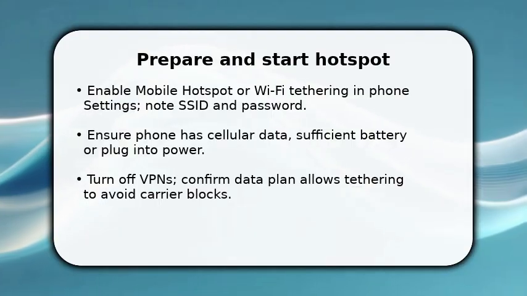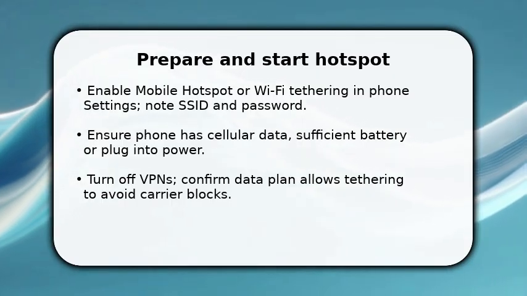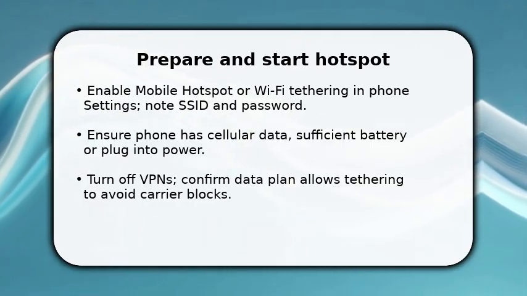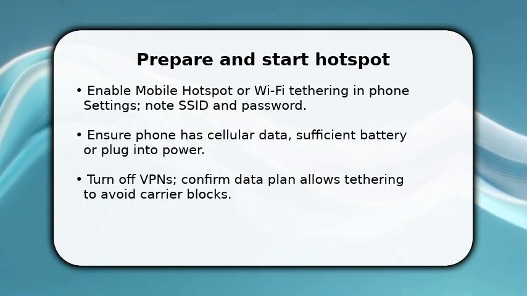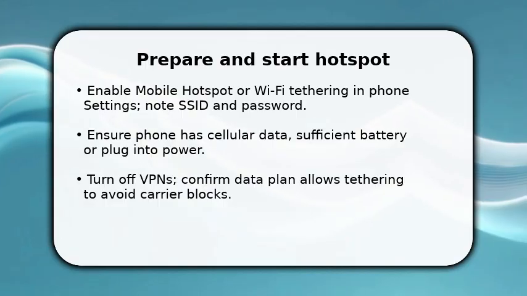You begin by enabling your phone's mobile hotspot. Open Settings and turn on Wi-Fi hotspot or portable hotspot so your phone broadcasts an SSID. Make sure you know the network name and password, and plug the phone into power if the battery is low because tethering drains it fast.